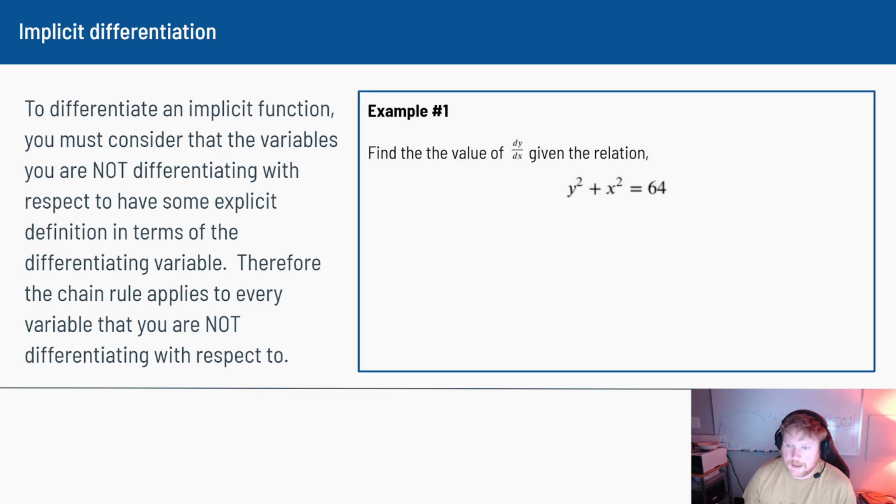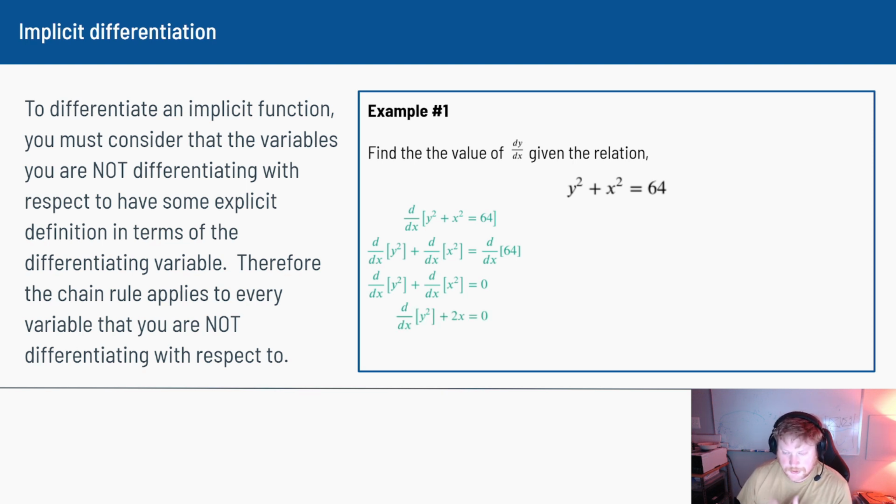So for example, let's take that very same circle equation, y squared plus x squared equals 64, and let's solve for dy/dx. So what we will do is differentiate the entire equation. I'm going to differentiate the left and the right side. And what happens is every term ends up being differentiated independently. Starting from the right, the derivative with respect to x of 64 is 0, because it's just a constant. The derivative of x squared with respect to x is just an implementation of the power rule, 2x.